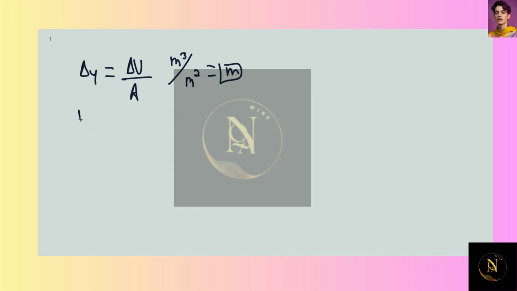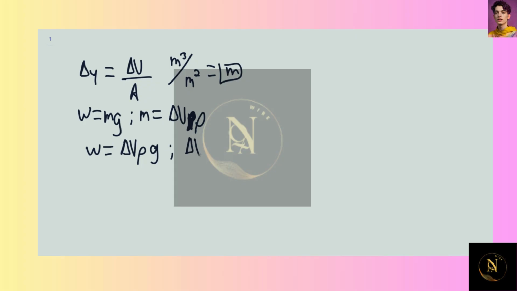We can define a weight to be mg, and then we can also define a mass to be the change in volume times a density. And not P, but rho. So if we find this, we can say that the weight can be equal to the change in volume times the density times the gravity. And we're trying to find delta V. So delta V could be equal to the weight divided by the density times the gravity. And here, the density that we're going to be using is, of course, water.